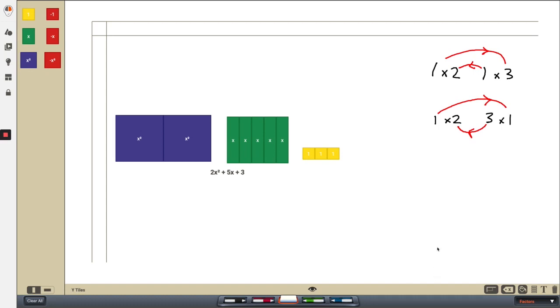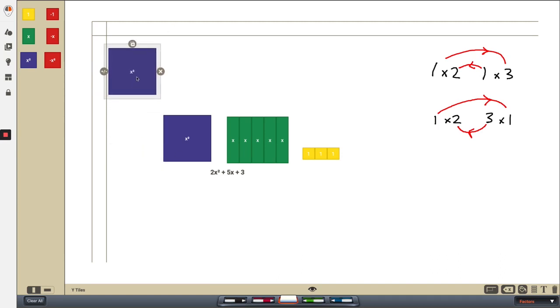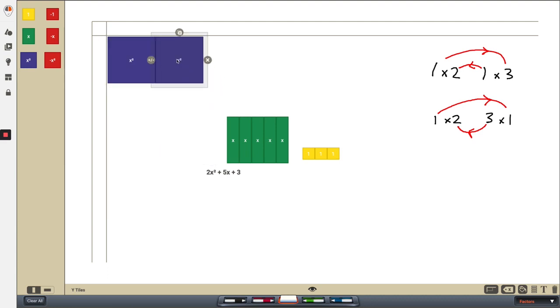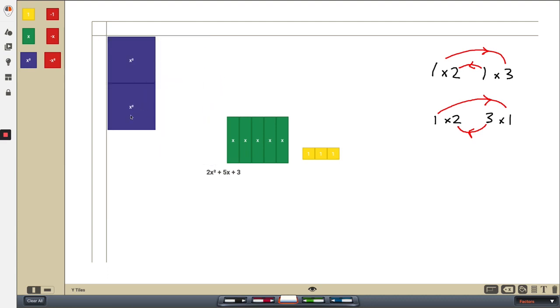Okay, so here we are, working with algebra tiles, looking at quadratics. We've got 2x squared plus 5x plus 3, and we want to factor this, make it into a rectangle. So the 2x squareds could be lined up like this in one row of 2, or possibly we can move them over into 2 rows of 1. Let's leave them up there.